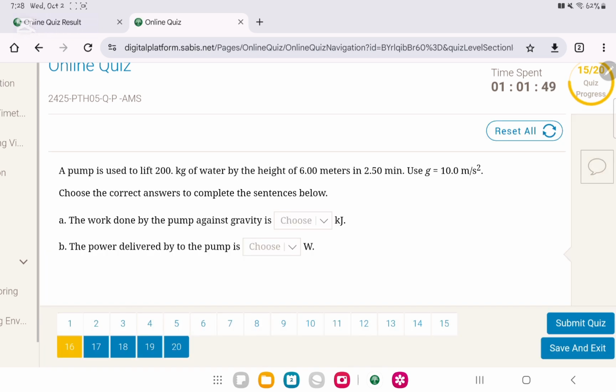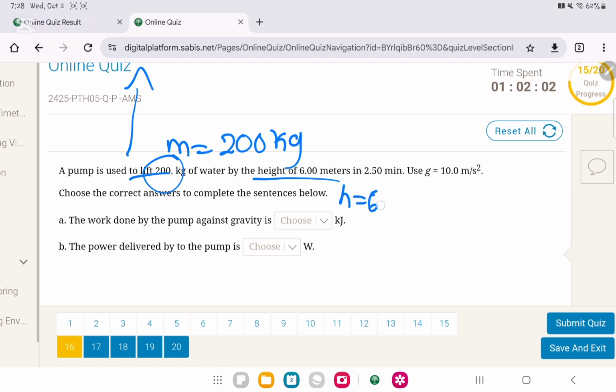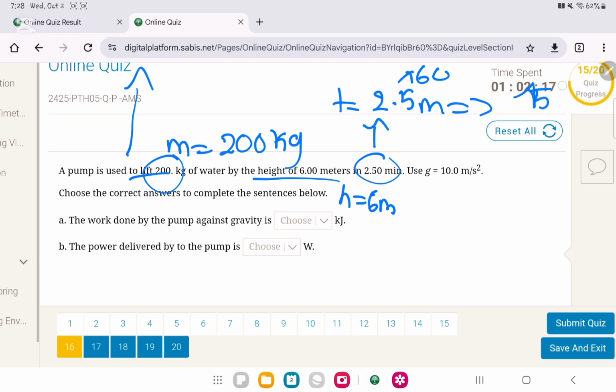Question number 16. Very important. A pump is used to lift, it's going upwards, 200 kg of water by the height of 6 meters. Height is 6 meters. In 2.5 minutes, we have the time, 2.5 minutes. We need to change it into seconds, so we multiply by 60. 2.5 times 60 is 150 seconds. We also have g, which is 10 meters per second squared.